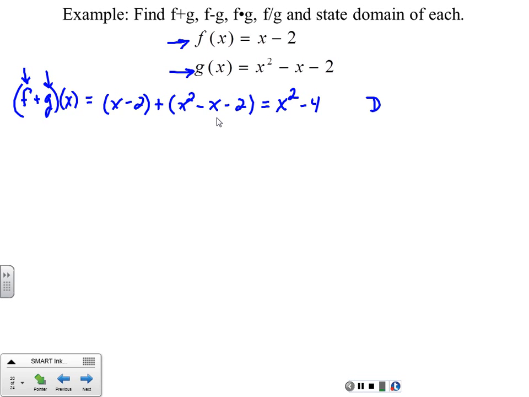Now, for the domain, there was 3 things that I asked you to remember. Do you remember them from way back then? Can you tell me what the domain for this one would be? Anything but 2. All real numbers. This answer for the domain is going to be all real numbers. And I know this for 2 reasons. Number 1, I don't see a radical. My function is not a radical. Number 2, it's not a fraction. So if your function is not a radical and it's not a fraction, then you can plug in any x you want. And so your domain is going to be all real numbers.